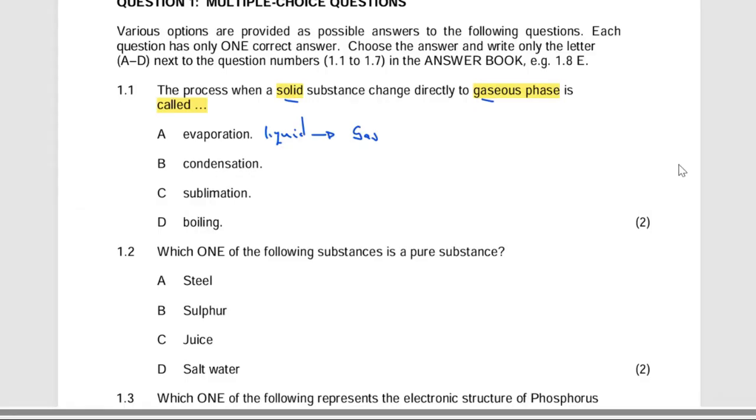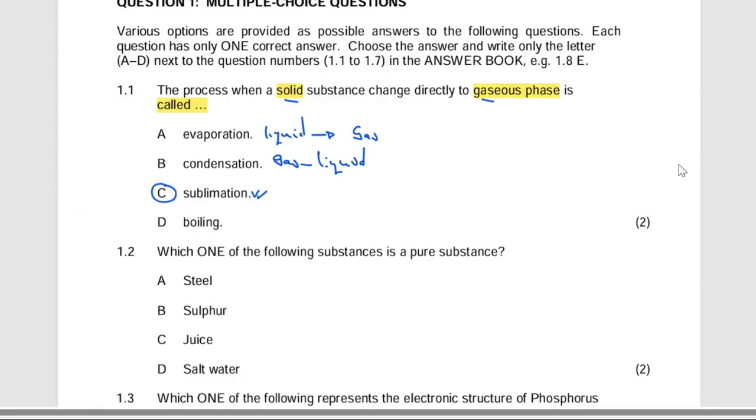The second one says condensation. Condensation is gas to liquid, so the change of state is gas to liquid there. Then sublimation is when you change directly from solid to gas. So it means our correct answer there is going to be option C.